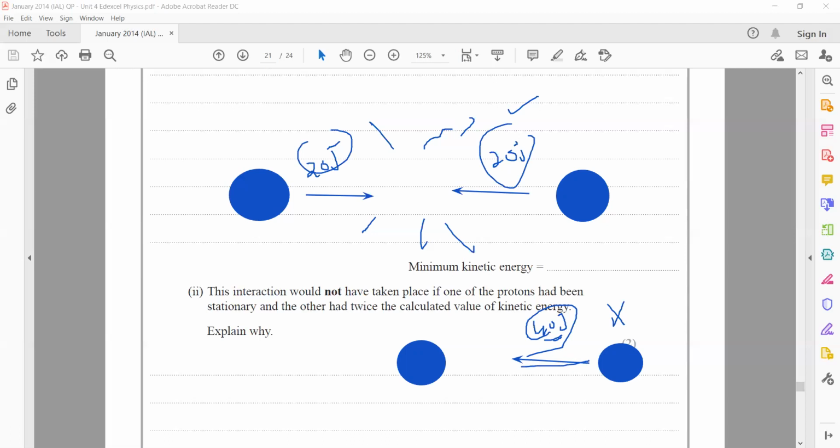Look, if one particle is stationary and another one is moving, the initial momentum of the system is not zero. So the final momentum should also not be zero. So there will be kinetic energy used to move the other proton. But here, as the particles are moving in opposite directions, the initial momentum is zero. So the final momentum will also be zero. So energy is not used up for moving the particle, and all the kinetic energy is used to create the particles. In the other case, not all of the kinetic energy is used to create the particles. Is it clear, this idea?